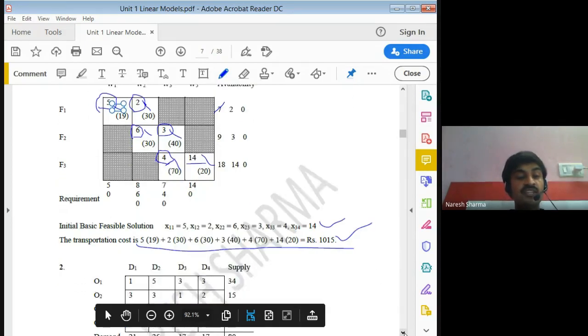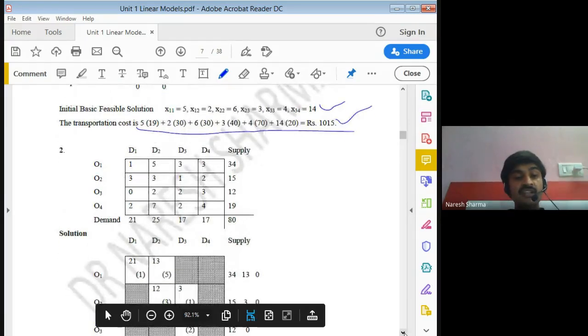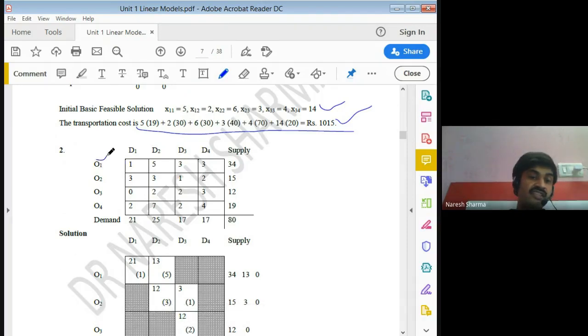We may try one more example. First you need to check the sum of the supply. So these offices supply 34 units, the second office can supply 15 units. So this is the capacity of O1, O2 to supply, and these are the demands of D1, D2, D3, D4, that is 21, 25, 17.